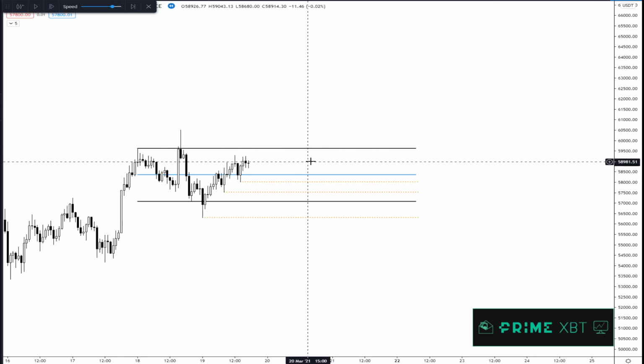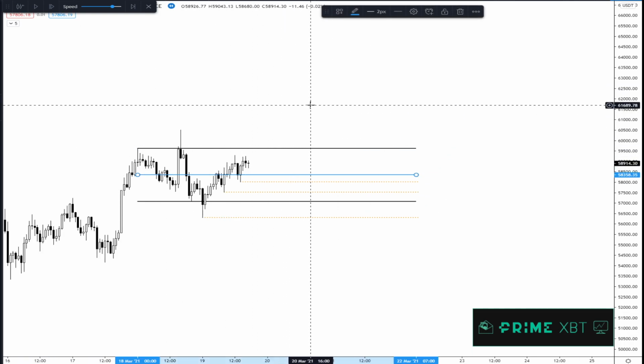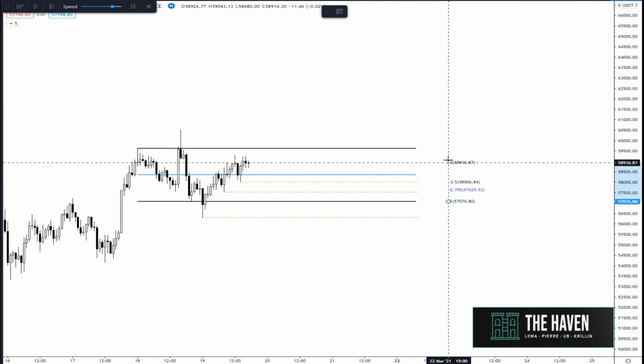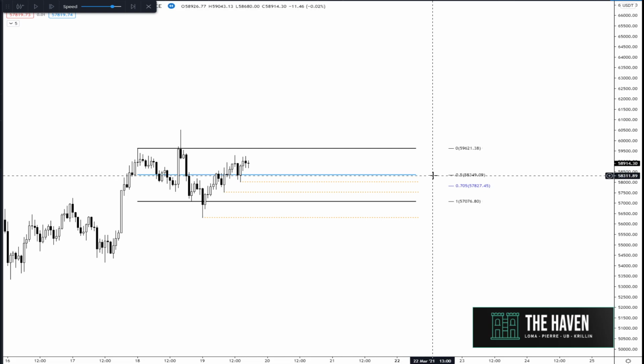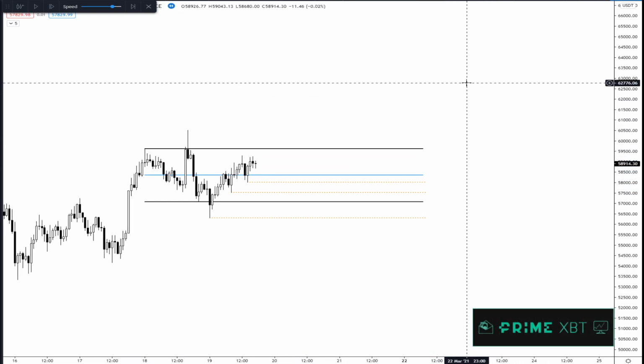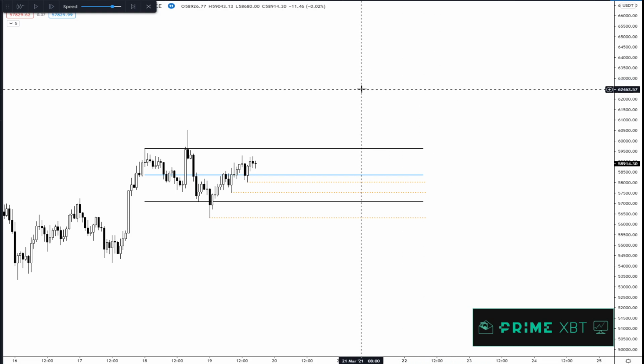And I think I forgot to mention what this blue line is. This is just my equilibrium, so this is 50% of the trading range. I did that by using the fib tool. Went to 0.5, drew a horizontal line based on that 0.5, and that's it. Again, that's just in my first post, my education channel in the Haven.